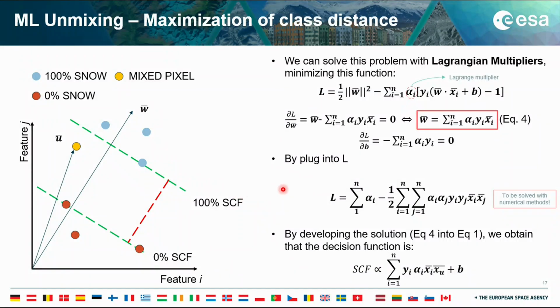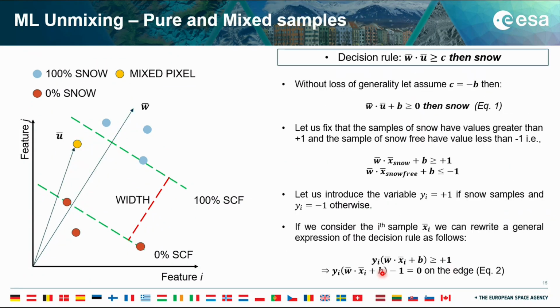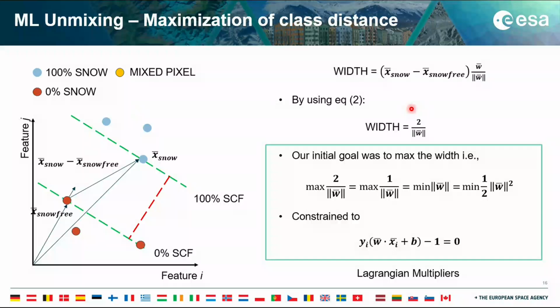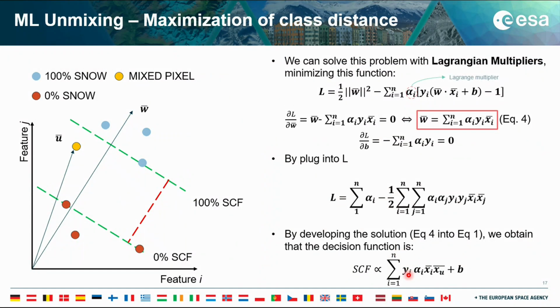But what is very, very interesting is that if I take this equation here and put it inside my decision rule that I was writing at the beginning, something like this comes out. So basically, my decision rule is just a scalar product between my sample and the training samples.